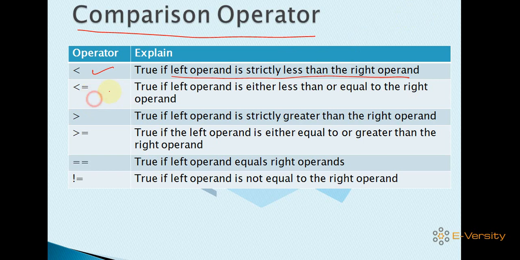Okay, next is less than or equal to and greater than or equal to. Same for the greater one: greater than or equal to. That means it is strictly greater than, or it is either equal to or greater than. Okay, and the next one is double equal to. Double equal to is basically used for checking true if the left operand is equal to the right operand.